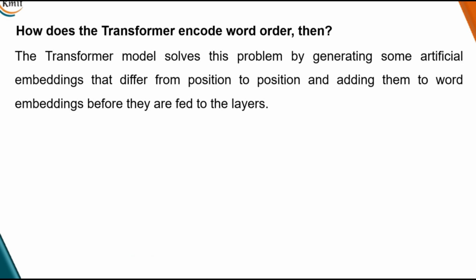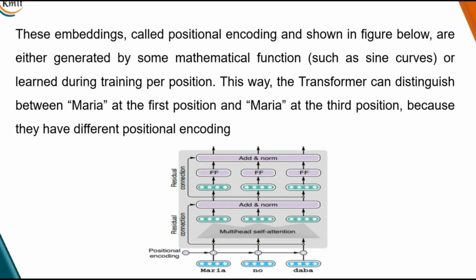Hence, what do we do for this transformer to encode the words in the order? To solve this problem, we generate some artificial embeddings that differ from position to position and add them to the word embeddings before they are actually fed to the layers. And these embeddings that we add are called positional embeddings, as you can see here in the figure.